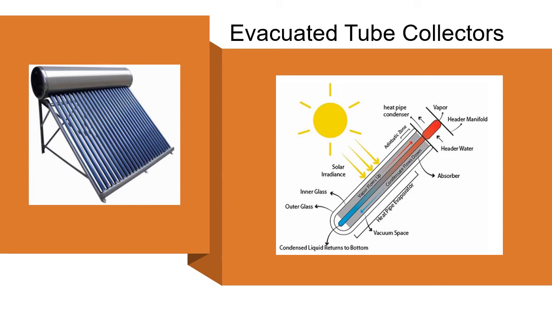The combined effects of black coating and vacuum insulation of the absorber provide ETCs with high heat extraction efficiency when compared to FPCs. The ETCs are often used in low temperature applications ranging from 60 degrees Celsius to 80 degrees Celsius. Note that an ETC must always be mounted at an angle in order to allow the condensed internal fluid of the heat pipe to return to the bottom.